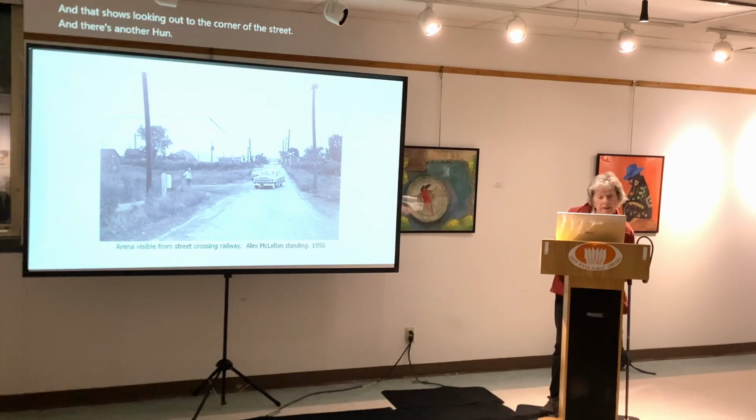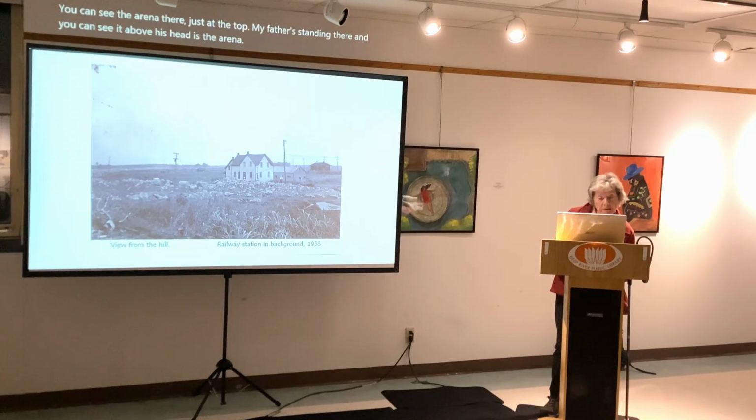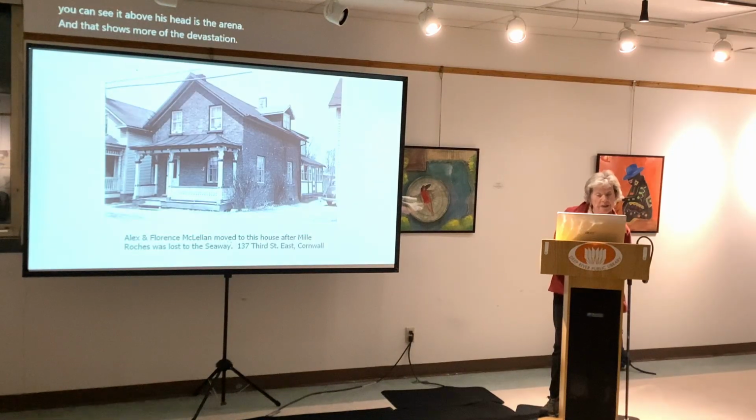You can see the arena there just at the top. My father's standing there, and you can see it above his head is the arena. And that shows more of the devastation. This was the house they bought in Cornwall, which served them quite well. Then it was close to the center of town.